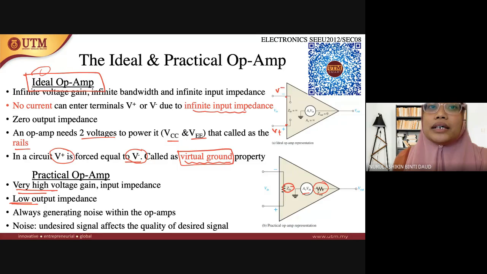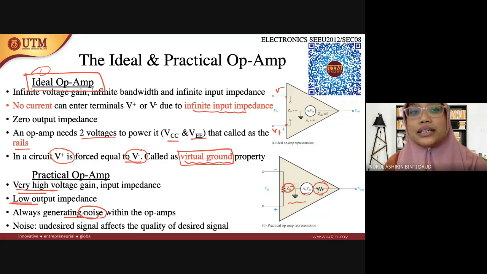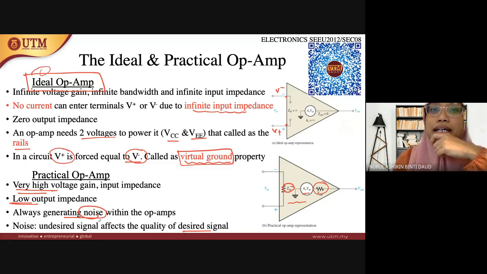And it is always generating noise. Within the op-amp, there is always noise. So what is noise? Noise in an electrical device is the undesired signals that affect the quality of the transmitted signal. So any distortion of the output signal compared to the transmitted signal, we say has been affected by noise. So this is what the practical op-amp is.